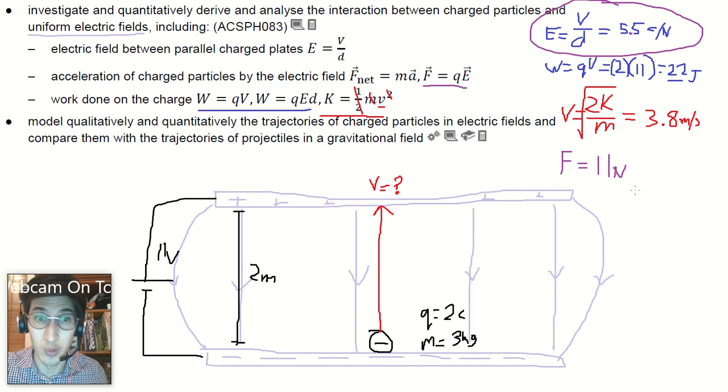Yeah, now we can do something with this. With this 11 newtons of force, we can actually work out what the acceleration is. We've got the force, we've got the mass. So F equals ma, we can work out that a is going to be equal to F on m, which is 11 divided by mass of 3. 11 divided by 3 is 3.7, and that's meters per second per second.